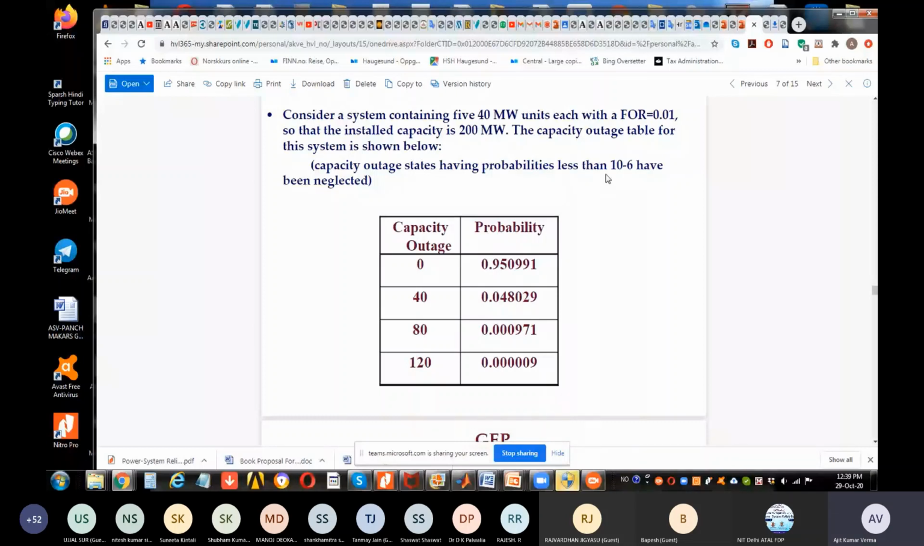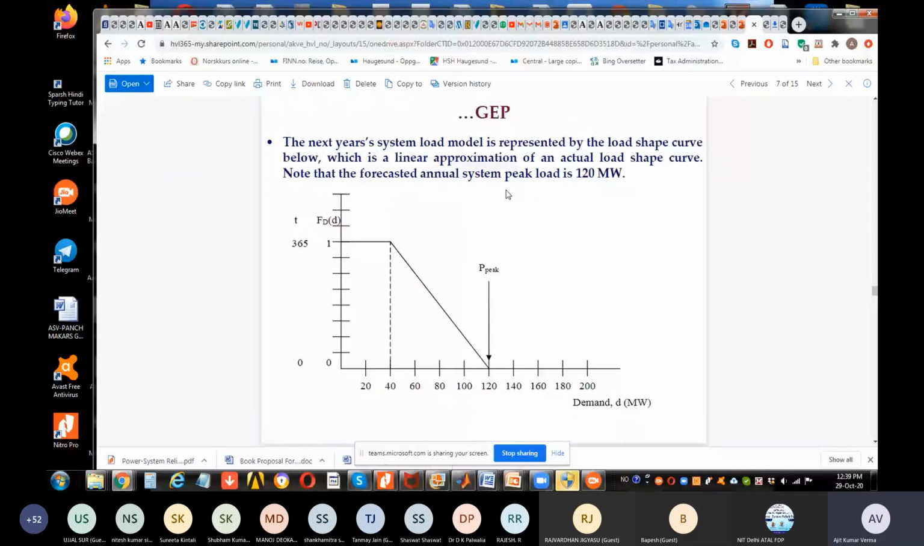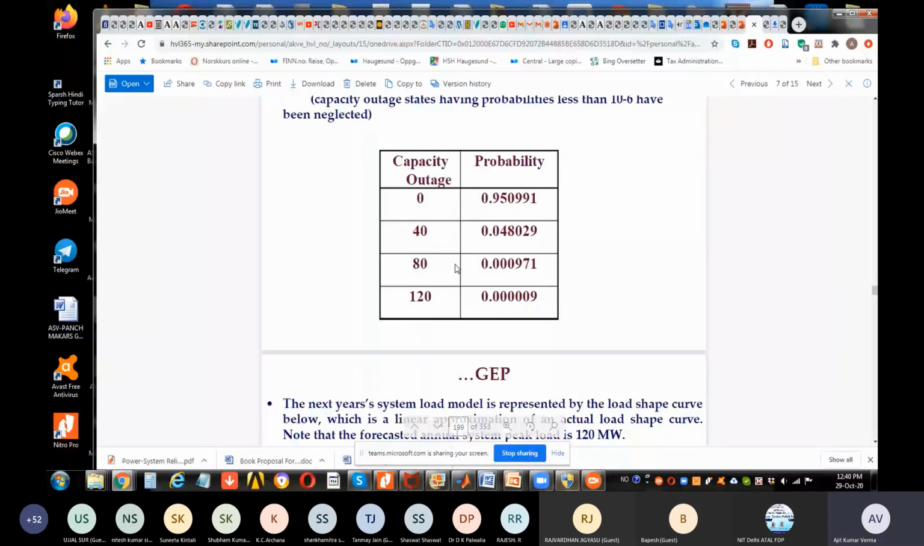Let's say the next year's system load model is represented by the load shape. We had taken an example earlier in which we had used a linear load curve, so this is a linear approximation of an actual load shape curve. Note that the forecasted annual system peak load is 120 megawatt. So the peak load is 120, and this is the demand. Up to 40 megawatt, 365 days a year, there is that demand. Then beyond 40 to 120 you have a linear representation, and beyond 120 there is no demand. So the minimum is 40, the maximum is 120, and there is a linear relationship between the two. This is the load profile, and this is the generation profile.